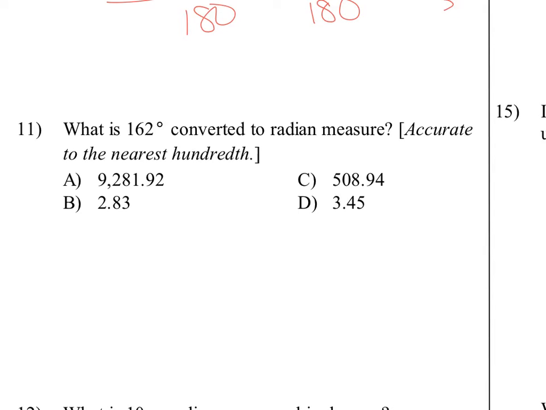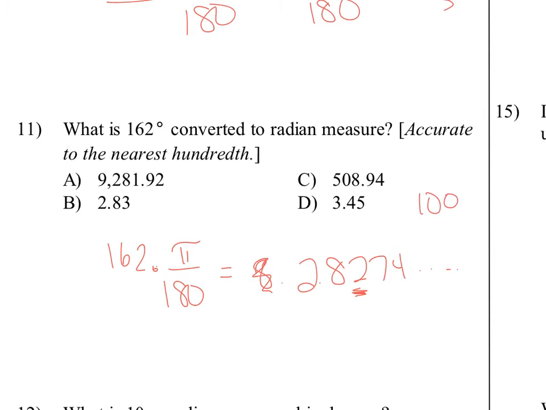Next. What is 162 to convert it to radian measure to the nearest hundredth? So it's the same question. But this time, we just plug it all in our calculator exactly the way it is right here. So it's 162 times pi divided by 180, and to the nearest hundredth, so it's 2.8274, blah, blah, blah. So the nearest hundredth, remember hundredth, two zeros, so it's 2 decimal places, 2.83. Next.